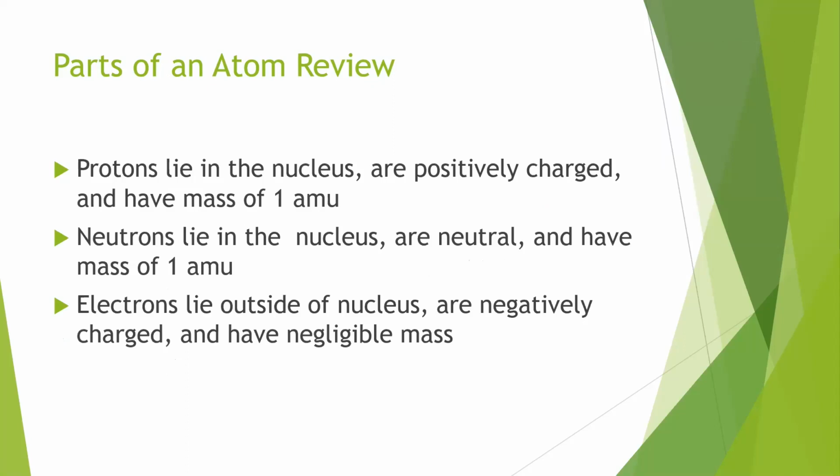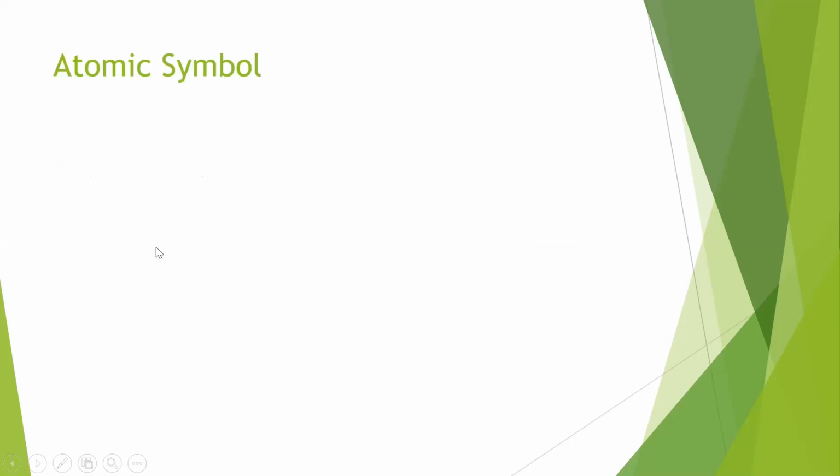It orbits the nucleus kind of, but not like a spherical orbit. It goes in a random direction orbiting the nucleus. That's because protons and electrons have opposite charges and they attract each other. Electrons have negligible mass for our considerations. It's close to 0 compared to a proton and a neutron.